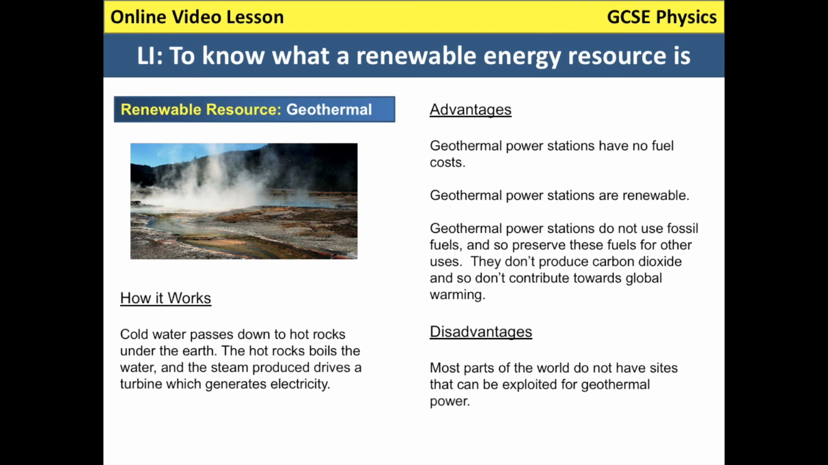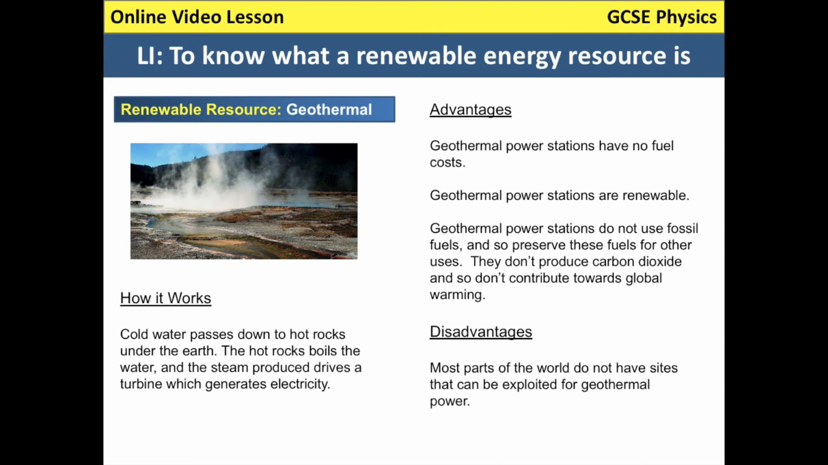So, the advantages of using geothermal power stations. Well, for a start, they've got no fuel costs because obviously those hot rocks already exist. So once the infrastructure is in place with the pipes to put the cold water down and then the steam to be transferred back up, there are no actual extra costs needed, so no fuel costs whatsoever. They're of course renewable because the fuel is being replenished, it's never going to run out.